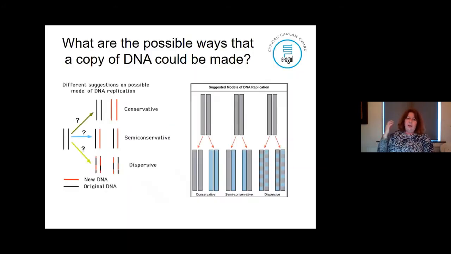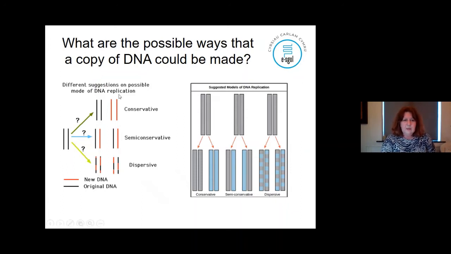Let's move on a little bit now and let's focus on DNA itself, because what are the possible ways that a copy of DNA could be made? Now, there are 3 potential suggestions that I've got for you. If we look on the left-hand side, if you have a look at me with my pointer there, you can see the original strand of DNA I'm talking about. Okay, so here we go, we've got our double strand there. And there are 3 potential methods in which that DNA molecule can make a copy of itself.